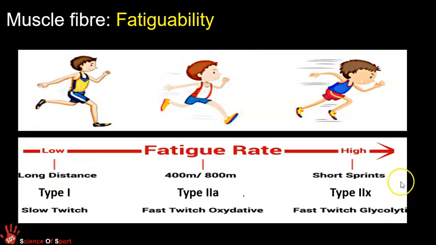In contrast, our sprinters, who rely upon our type 2X powerful, fast glycolytic muscle fibers, they have a high fatigue rate. They can sprint for a bit, but then they get tired. In the middle then we have our FOG fibers, our fast oxidative glycolytic fibers, our type 2A. Now these have a moderate fatigue rate, so they don't tire as quickly as the fast glycolytic ones. They don't endure as long as the slow oxidative ones. They're somewhere in the middle there. So it might be your middle distance runners.